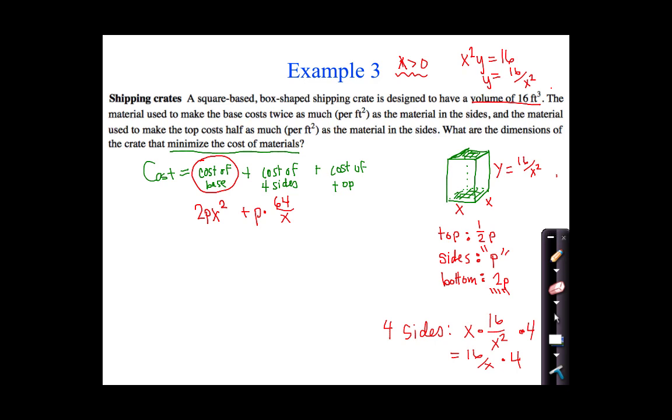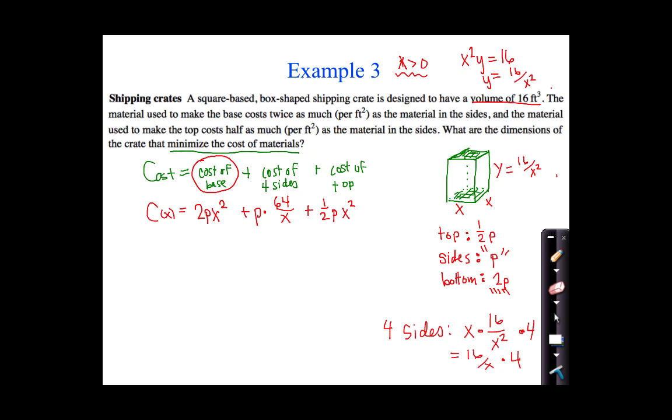And then the cost of the top surface is the least expensive. Its area is just like the bottom, it's x squared, but its cost per square foot is only 1/2 p. So number of square feet times cost per square foot, and we have an expression for our cost. Where x is a variable, p is just a parameter. If you want to factor it out, you can. It'd just be a constant multiple in terms of finding a derivative.